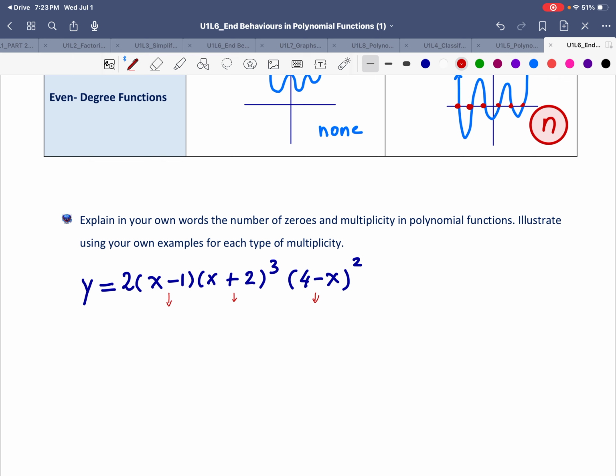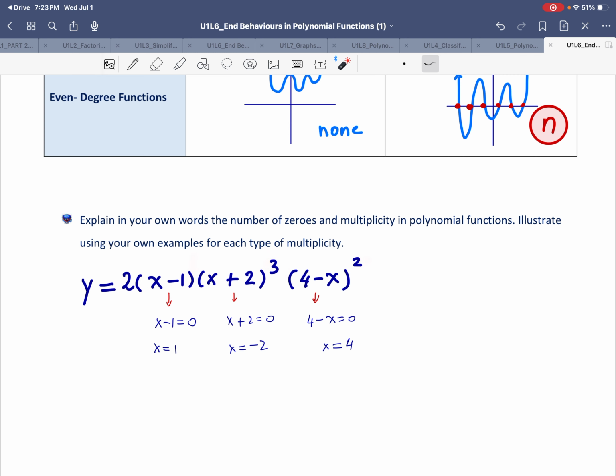Whenever we find the x-intercepts, we have to make each factor equal to 0, and that's how we get the x-intercepts. So in this case, as you can see, we have an x-intercept at x equals 1, x equals negative 2, and x equals 4. Now remember that each factor will have different powers. So we have power 1, power 3, power 2.